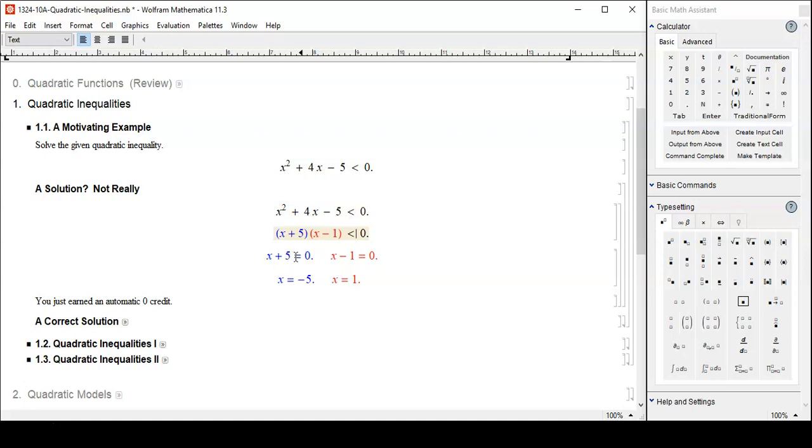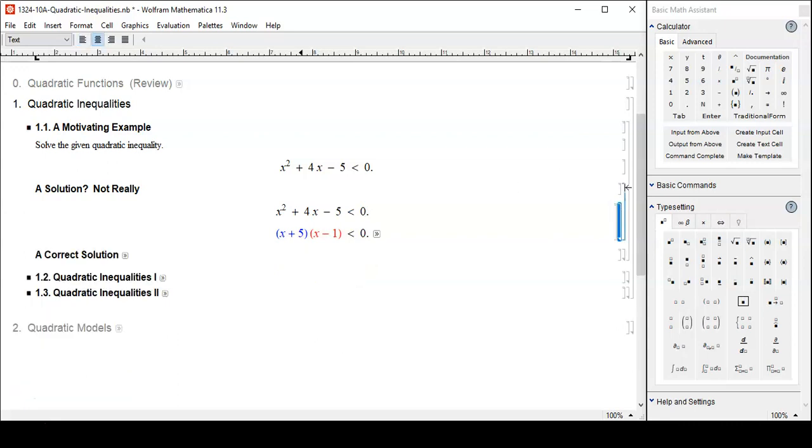Now, if you have inequality on the other hand, it doesn't work that way anymore. Blue times red is less than 0. Does that mean any one of them is less than 0? No way. In order to have something times something less than 0, in other words, blue times red is negative, we have to have two opposite signs. Positive times negative is negative. Also, negative times positive is negative. If you multiply negative times negative, then the result is positive. This second line doesn't work anymore. So this entire thing is false and automatic 0 credit.